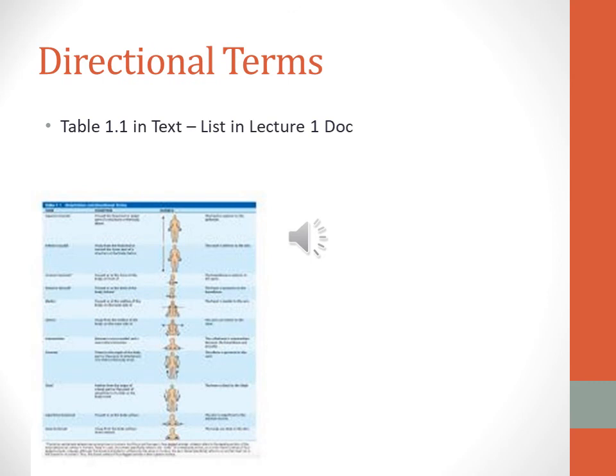So now that we have a reference point, we can use our directional terms to explain where one body structure is in relation to the other.